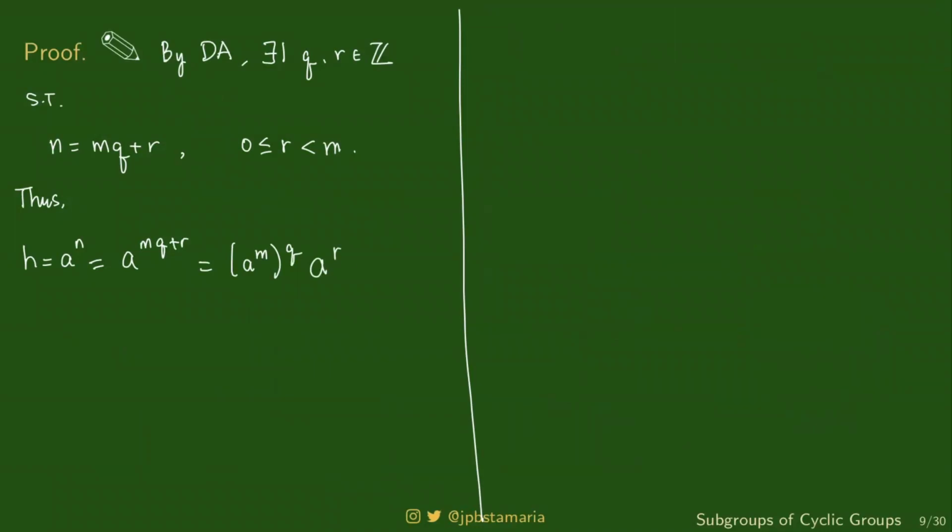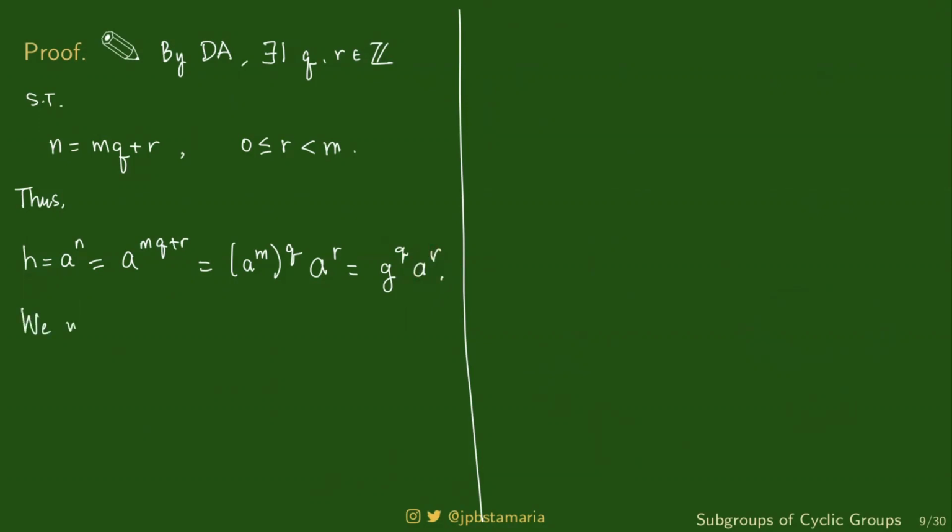If you notice, a to the m is g, and g to the q times a to the r. So we're almost done, except look, h is already a power of g, but there's a nuisance here: there's an a to the r. What I want to show is that h is actually g to the q. So I want a to the r to vanish. How will a to the r vanish?